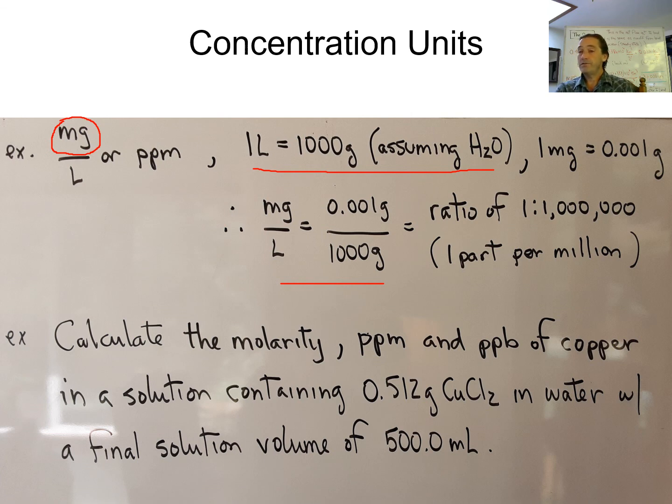So let's do some calculations. Let's calculate molarity, parts per million, and parts per billion of copper in a solution containing 0.512 grams of copper chloride in water with a final solution of 500 mils. While we do this calculation, we will mind our significant figures and report our result with units. So this might be a good time for you to stop the video and maybe perhaps try to do these calculations on your own.